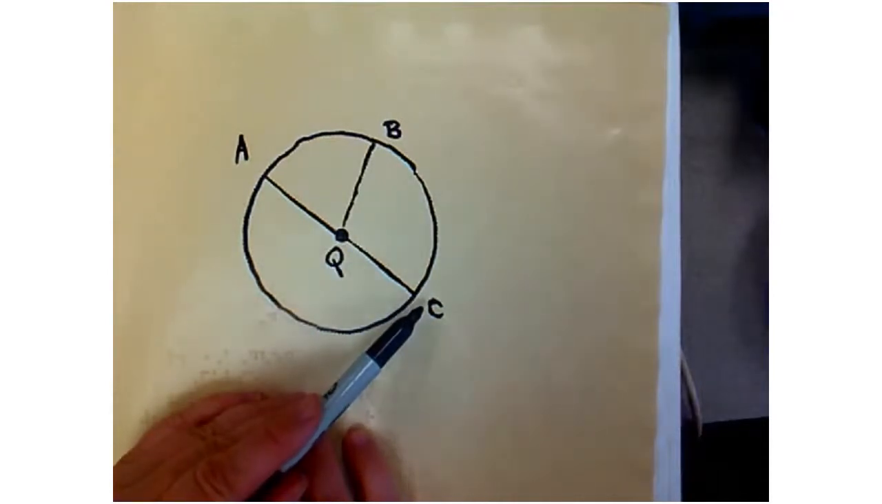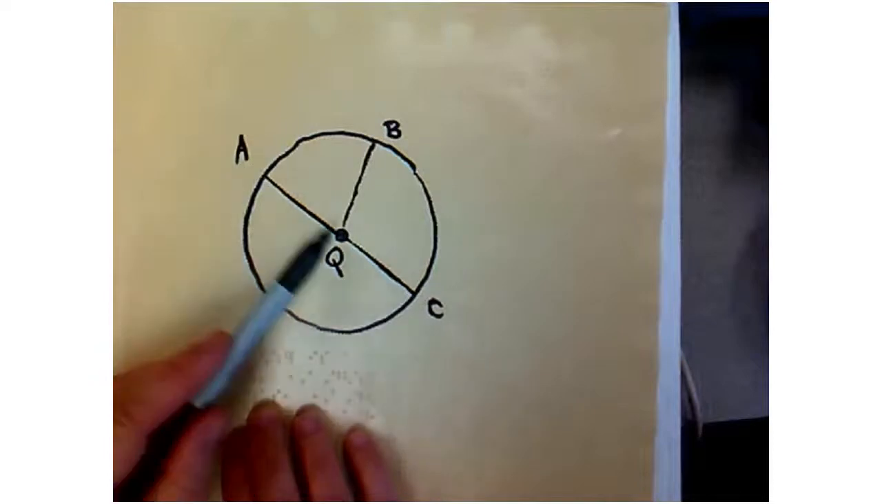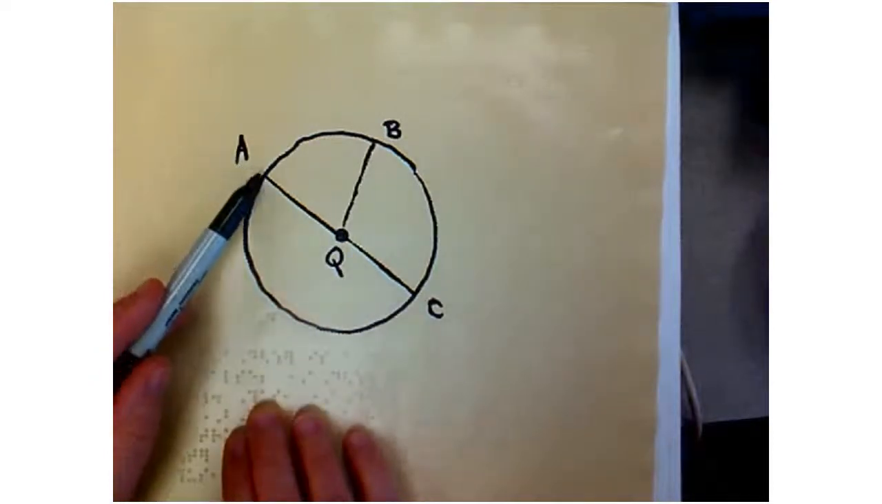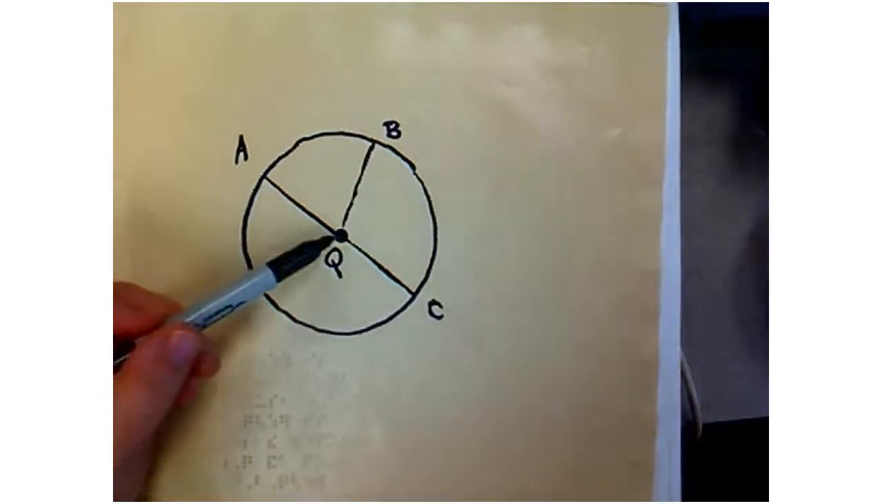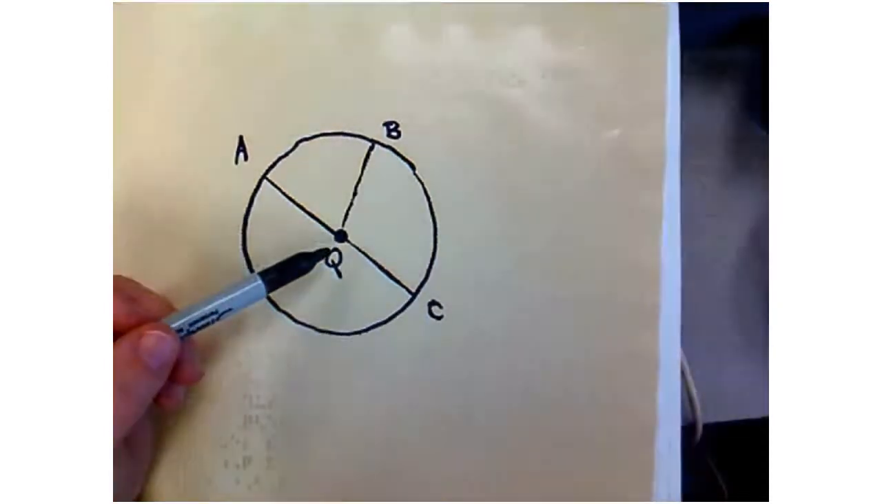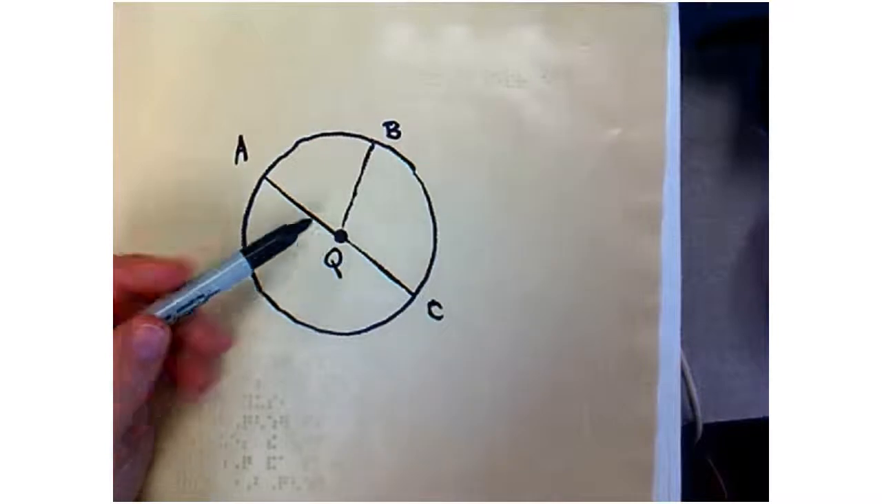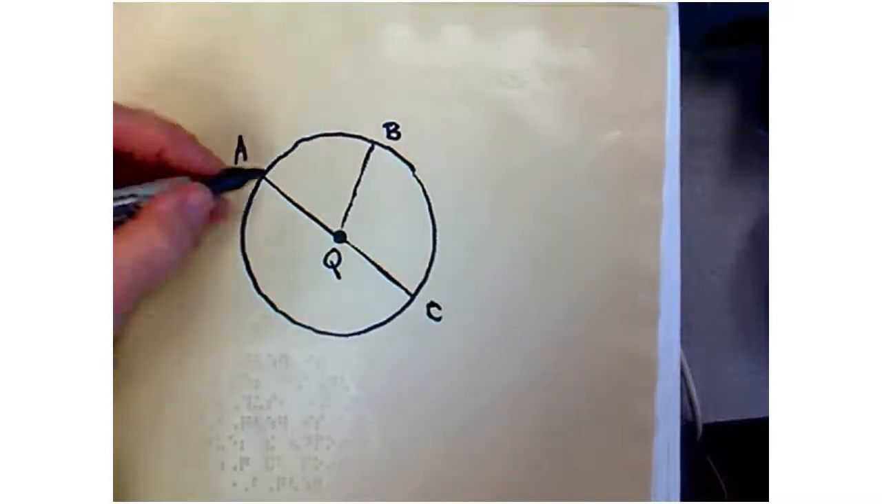It's a chord, but it's also AQC. All the way from A to C, 10 o'clock to 4 o'clock is a chord, but because it goes through the center, what is it called? Diameter. Good. Then go back to A.